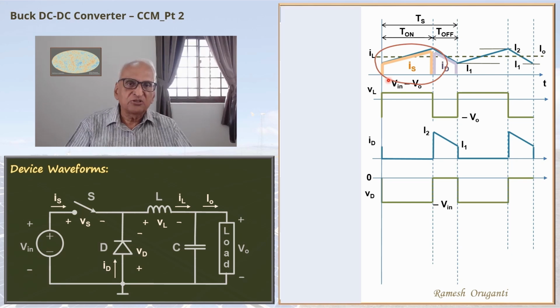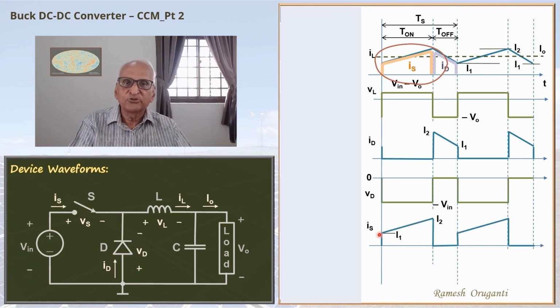So when you switch on the switch, the current jumps to I1 and then it goes to I2 following the inductor current. And when you switch it off, the current falls to 0 and that I2 current jumps to the diode. And so the inductor current continues via the diode.